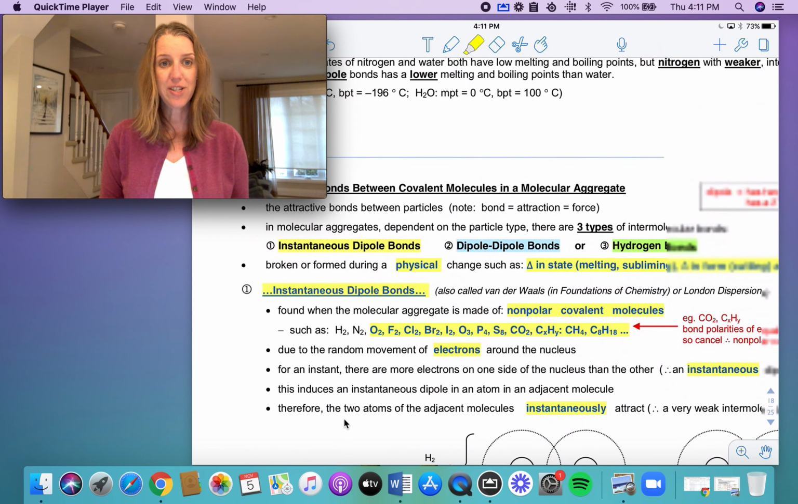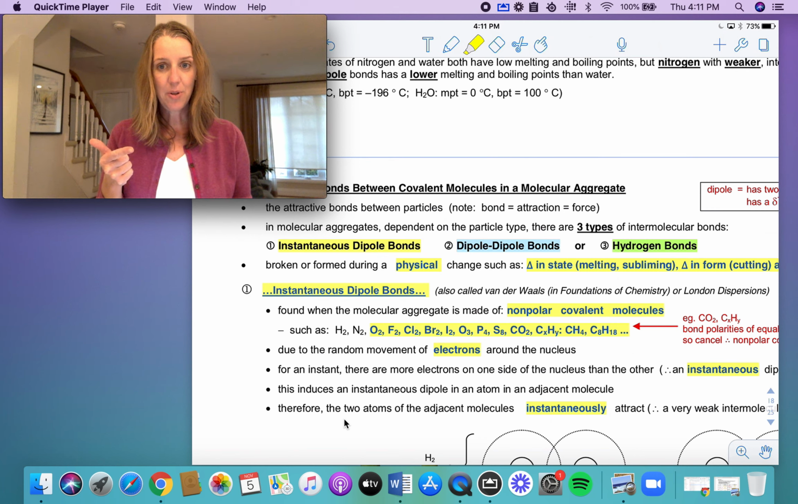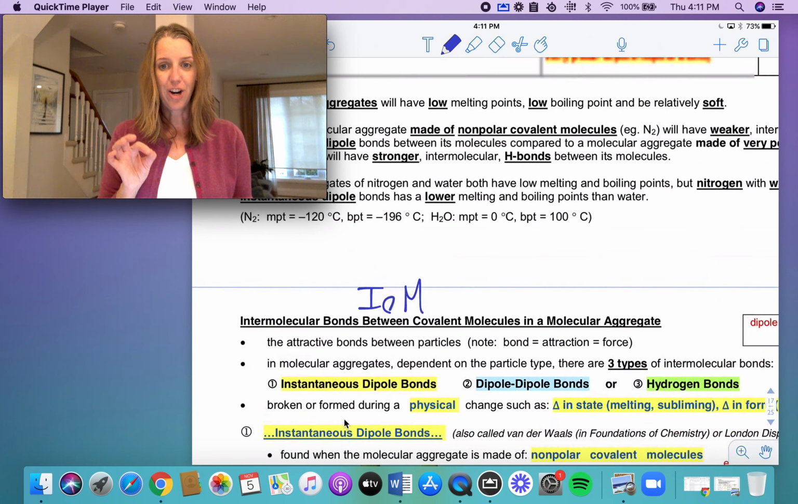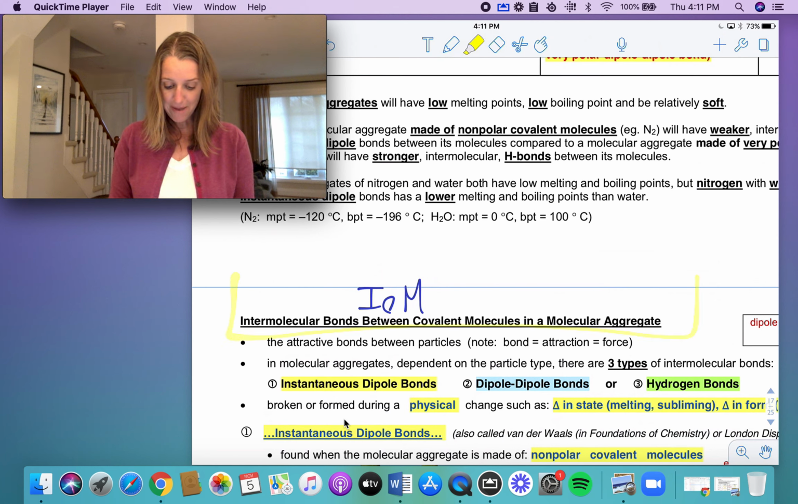Okay, so we've got three types. Have you got them memorized yet? Instantaneous dipole, dipole-dipole, and hydrogen bonds. These are the only three kinds of intermolecular bonds we have for our covalent molecules in a molecular aggregate. That's a bit of a mouthful, isn't it? That's your title, and I want you to remember that, okay?